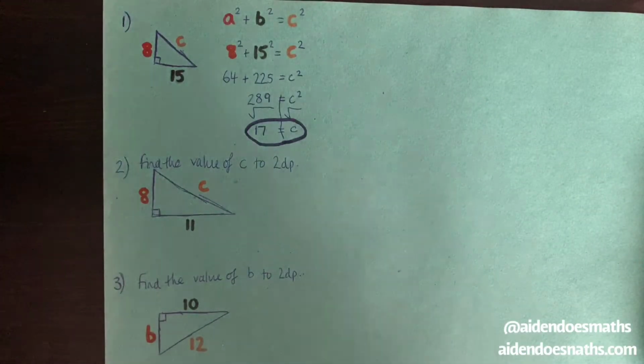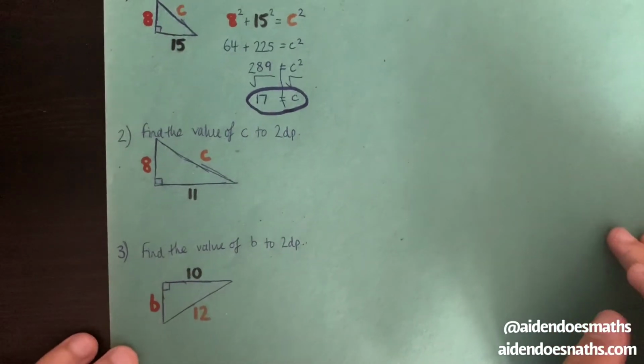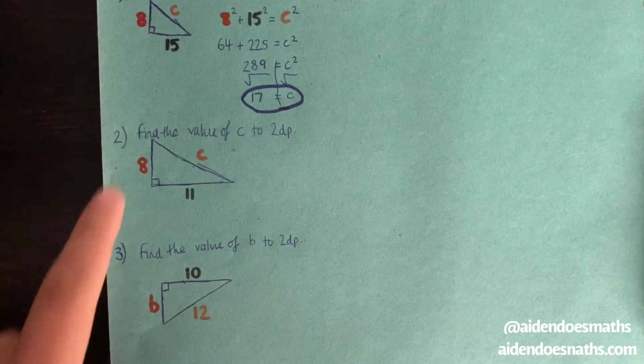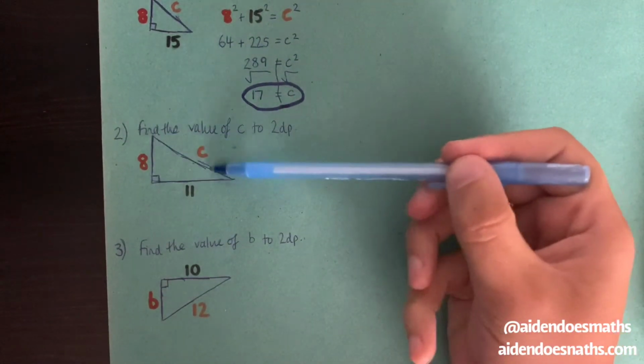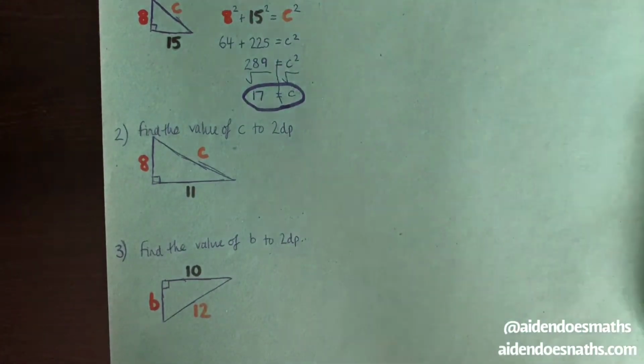Okay, so question 1 is solved there. Question 2, we've got a little bit of extra information. Find the value of c to 2 decimal places. Again, we've got 2 shorter sides. We should notice those are the 2 shorter sides, and the hypotenuse is this long side here. So we're going to use our formula again.